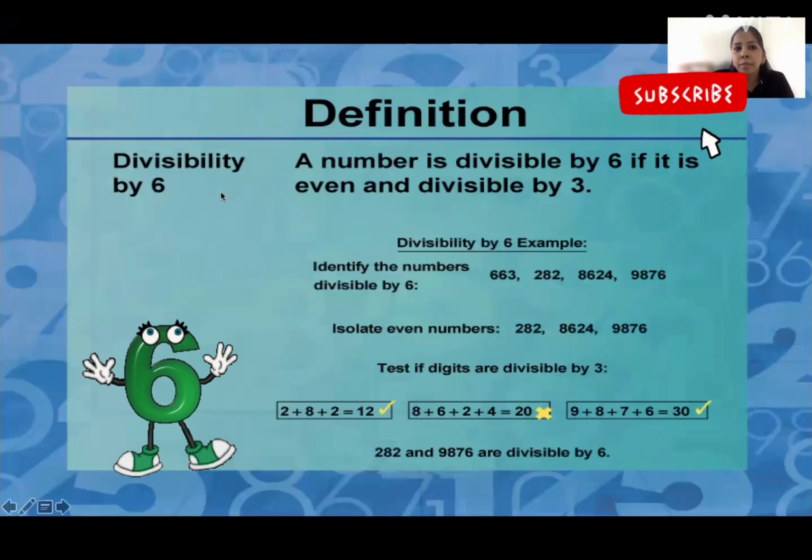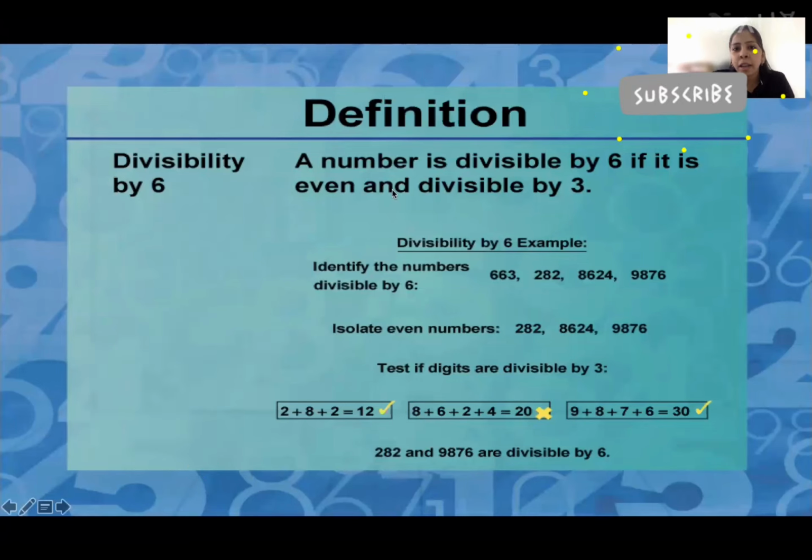Next one is divisibility by 6. A number is divisible by 6 if it is even and divisible by 3. For example, identify the numbers divisible by 6: 663, 282, 8624, 9876. Isolate even numbers. 282 is an even number, 8624 is an even number, and 9876 is also an even number. Test if the digits sum is divisible by 3.